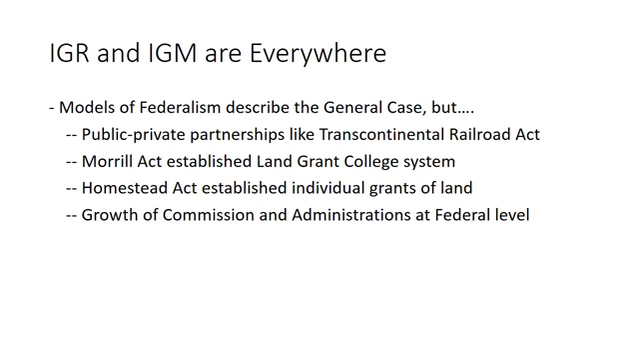So, for example, in the era of dual federalism, there were these separate spheres, but we saw the beginnings of innovations. For example, in 1862, the Transcontinental Railroad Act was signed into law by President Lincoln. And in the same era, the Morrill Act, which established the land grant college system, and the Homestead Act, which established these individual grants of land, were implemented.